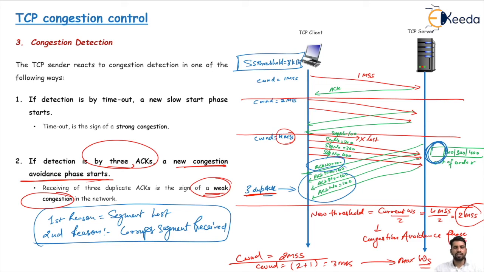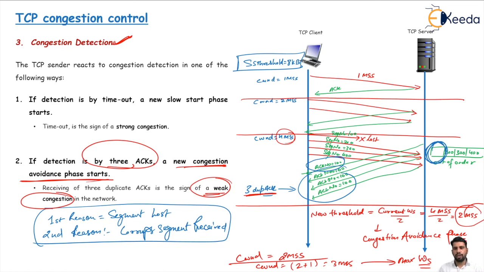The congestion avoidance phase increases additively from the threshold, going up to the maximum sender window size. During that, if anything occurs, either a timeout or three duplicate acknowledgements, we again start with a new threshold. So this is the congestion detection phase. Congestion detection means we detect the congestion by two things. Either the timeout occurs at the sender side.